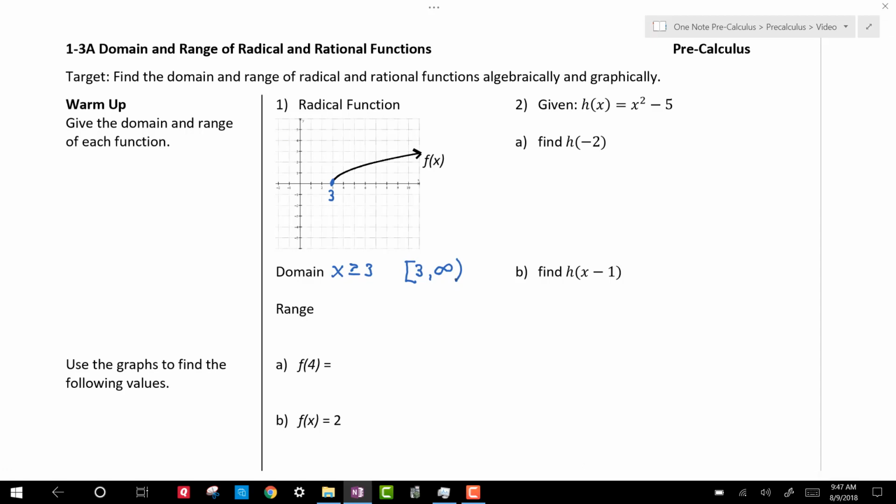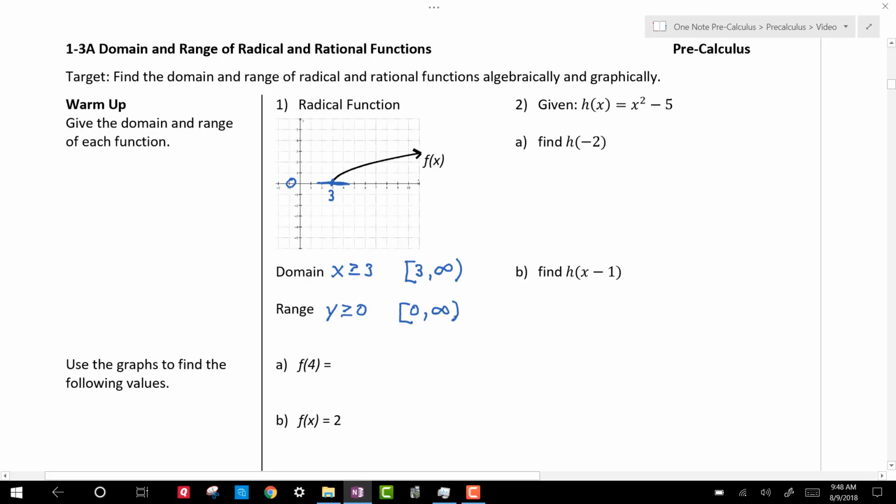The range on this guy starts right here on the x-axis, so that's a y value of 0, and then the function goes up, up, up, and so it continues to go up. So we would say that the range, we could say y is greater than or equal to 0, or we could say with the intervals 0, comma, infinity. You don't have to do both of them, just pick the one you like.